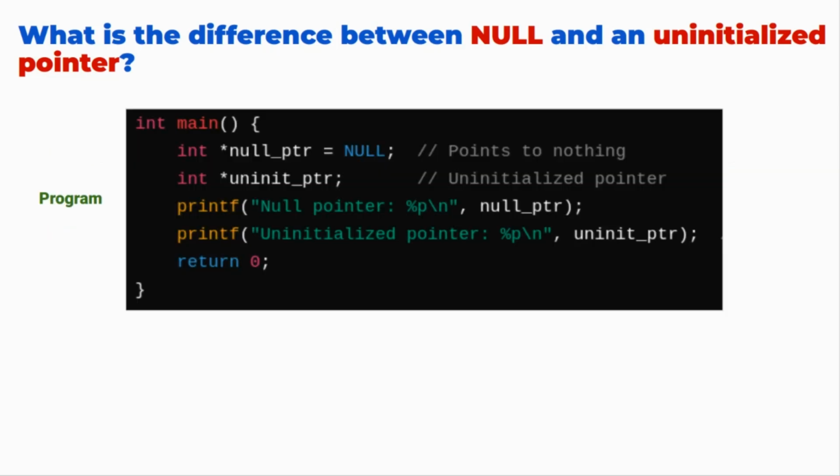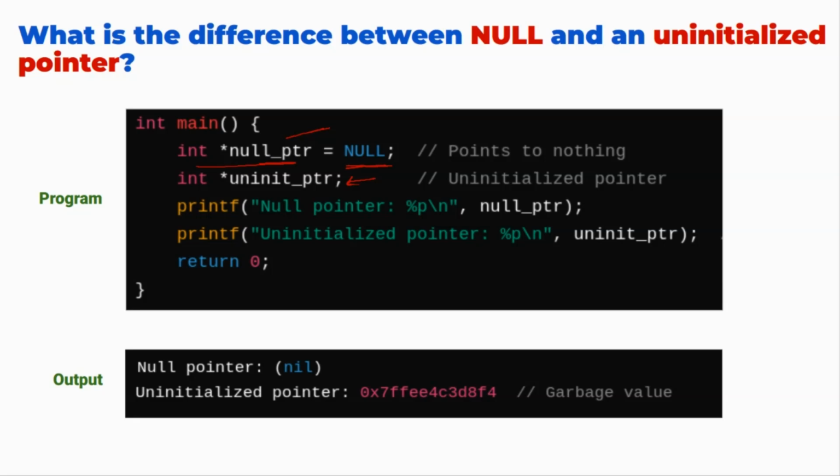Here in this example program, we have int *null_ptr, and it is initialized using the null pointer, which means this null_ptr points to nothing. And here we have int *uninit_ptr, and it has not been initialized with any value. So when we run this program, the output is null pointer nil. It doesn't hold any address, and the uninitialized pointer contains this garbage value. So if we dereference this uninit pointer, it could lead to a program crash or undefined behavior.